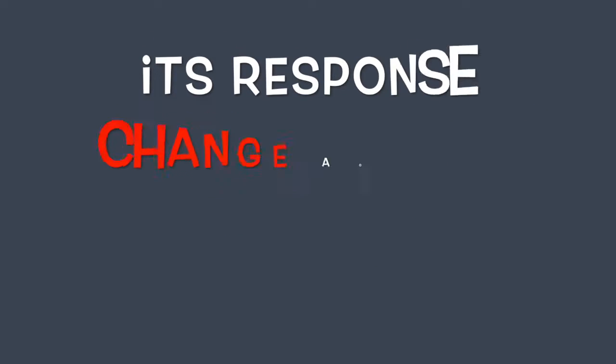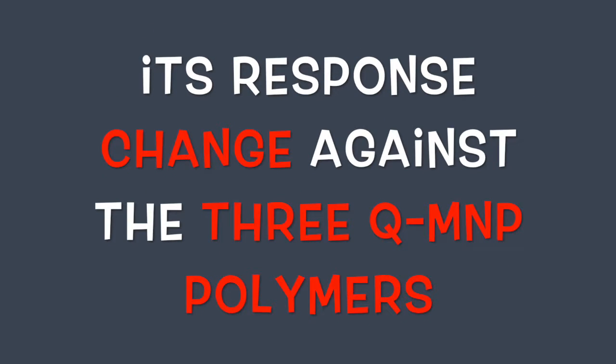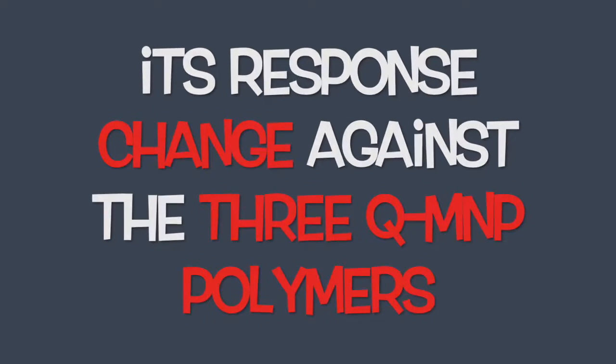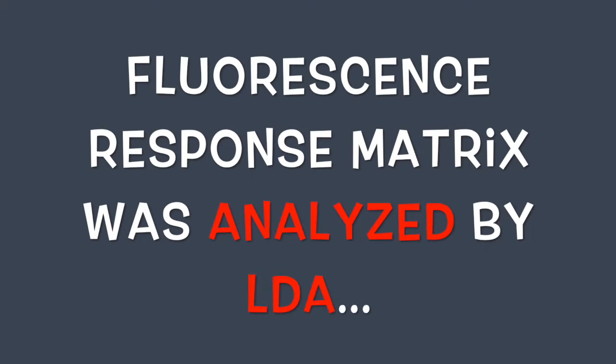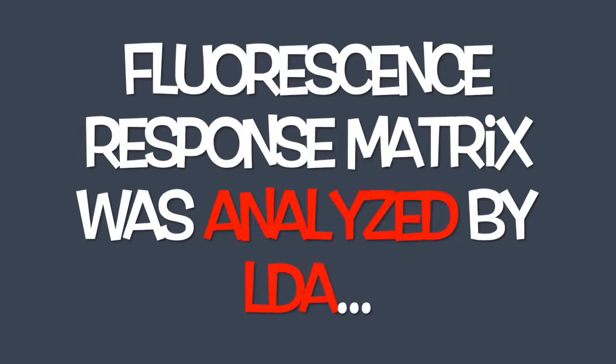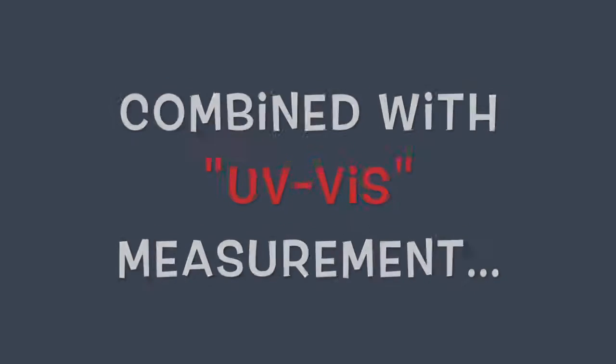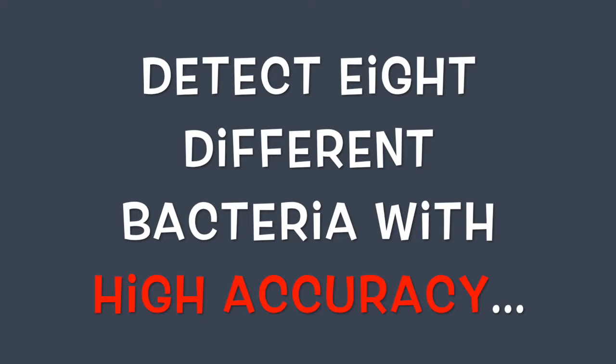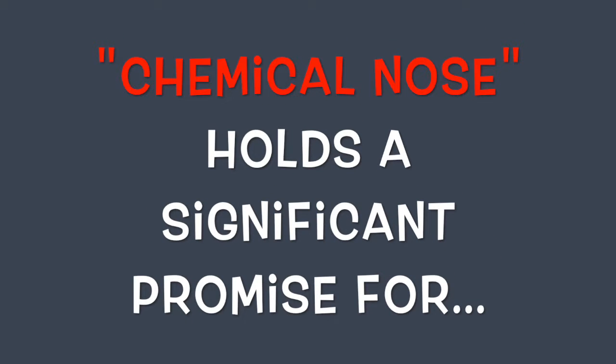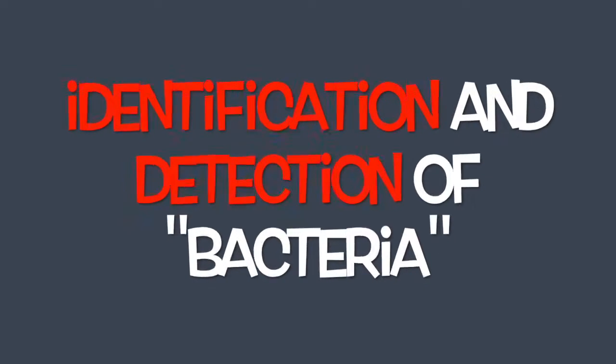For each bacteria sample, we measure its response pattern against the 3-QMNP polymer. The fluorescent response matrix was analyzed by LDA. Their approach has been used to measure bacteria within 20 minutes. Combined with UV-vis measurement, the method can be successfully performed to identify and detect 8 different bacteria with high accuracy. The results certainly demonstrate that their chemical nose holds significant promise for identification and detection of bacteria.